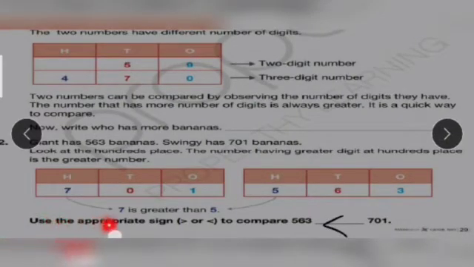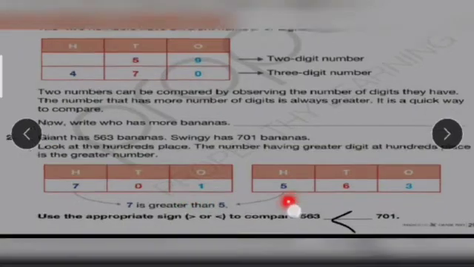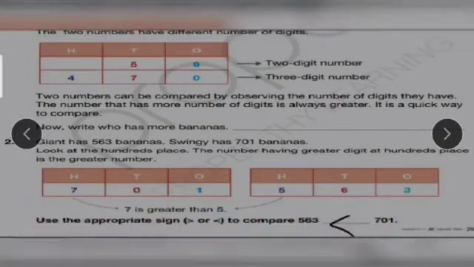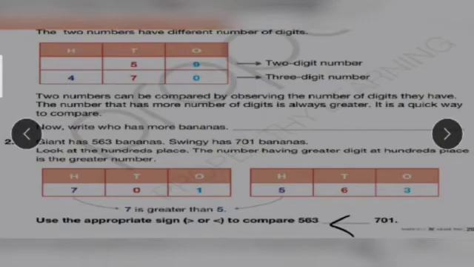Now children, use the appropriate sign. Here these are the signs of greater than and smaller than. This is the sign of greater than and this is the sign of smaller than. We have to use this sign to compare the numbers. Here we are comparing the two 3-digit numbers, 701 and 563. Here 563 is less than 701.